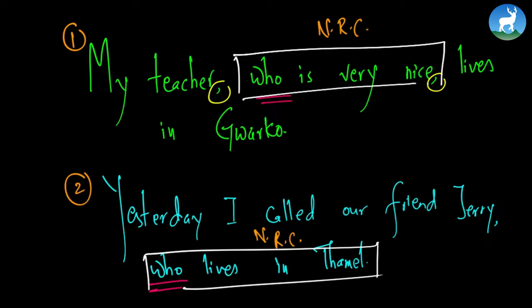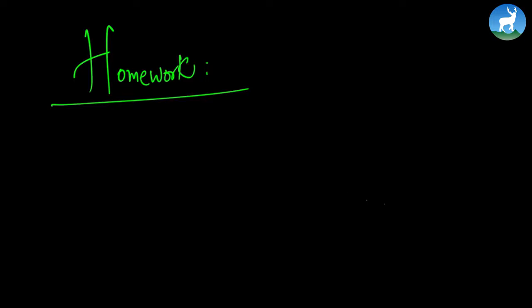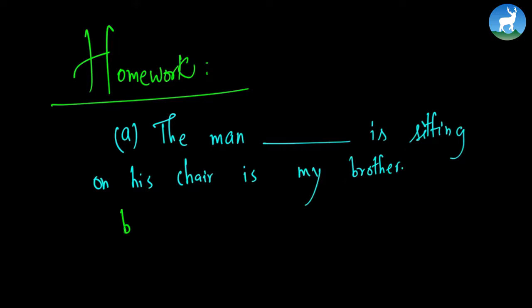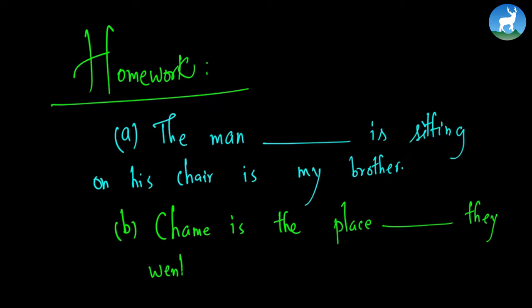Now let me give you some homework. Homework is going to be pretty easy. All you have to do is complete the sentences by using the correct relative pronouns. The first one is: The man, blank space, is sitting on a chair is my brother. Now number B: Chame is the place, blank space, they went for hiking. Are there more examples in your book? You can try more examples, like questions 1, 2, and 3. Try solving all those questions. But for now, I'm going to give you just these two homeworks.